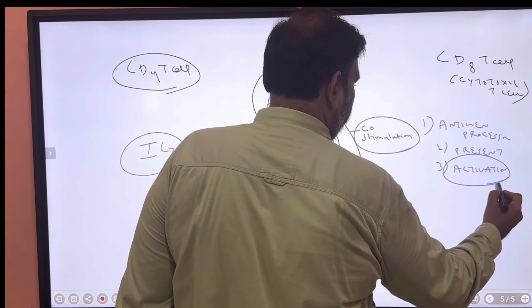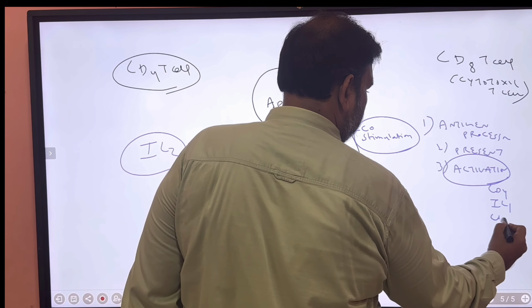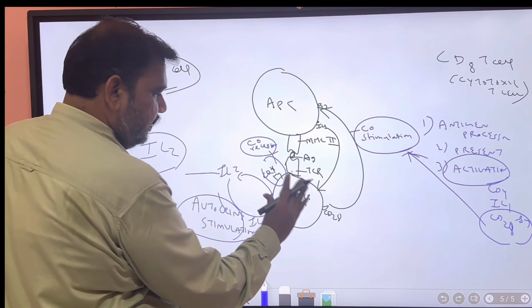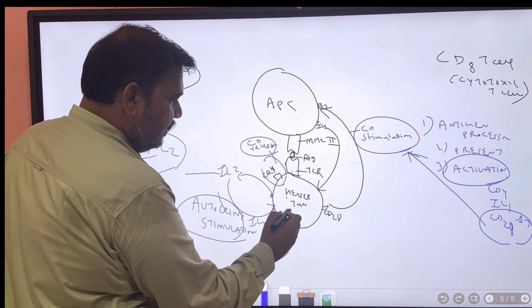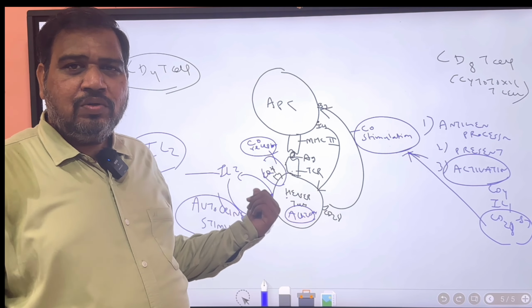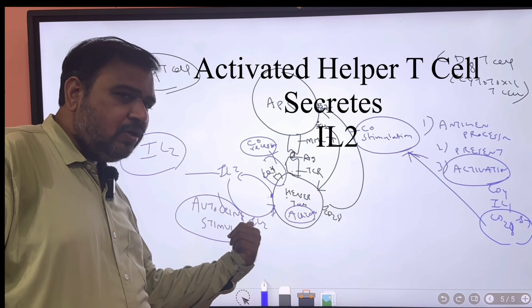Okay. So the first step was antigen processing, presentation, activation. For activation, I require CD4, interleukin 1, and the CD28-B7 combo. Now what happens? This helper T cell is activated. What does this activated T cell do? It secretes interleukin 2. Next step, this activated helper T cell secretes interleukin 2, and this interleukin 2 again stimulates.